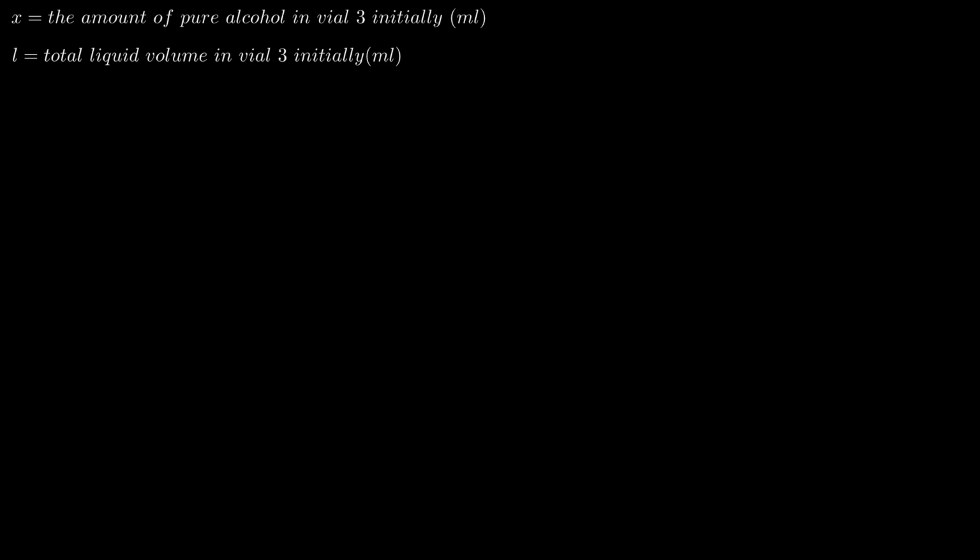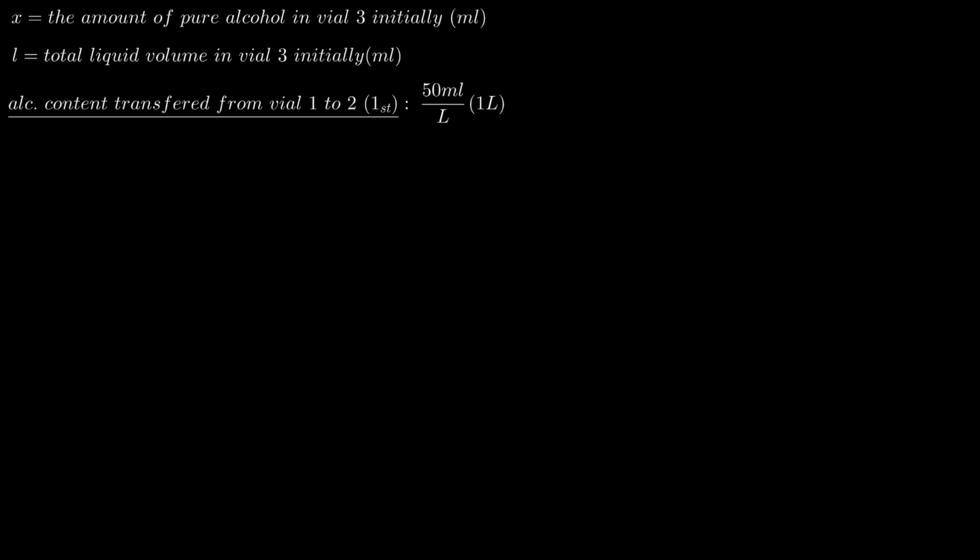It says we transfer 1 liter of liquid from vial 1 to vial 2. So let's try to figure out the amount of pure alcohol that went into vial 2. How do we find that? Since the initial alcohol concentration of vial 1 is 5%, and it contains 50 mLs of pure alcohol per liter, correct? Since we have 50 milliliters per liter in vial 1, and we transfer 1 liter of solution to vial 2, we are transferring 50 milliliters per liter times 1 liter equals 50 milliliters. So during the first transfer, we transferred 50 milliliters of pure alcohol to vial 2.